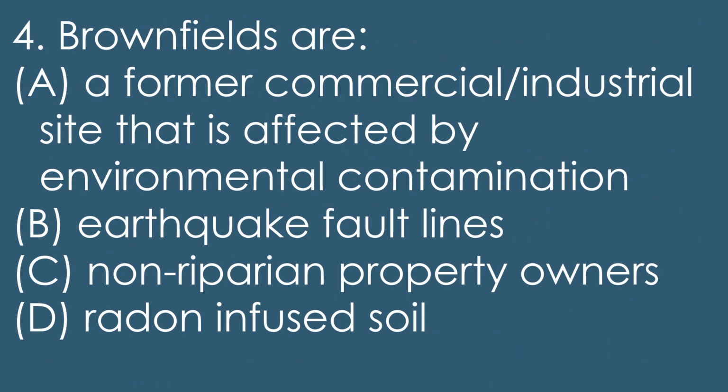4, brownfields are A, a formal commercial industrial site that is affected by environmental contamination, B, earthquake fault lines, C, non-riparian property owners, D, radon-infused soil. So, brownfields. You can kind of infer what it is just based off of the name. It's a field that is brown. Why is it brown? Well, it is a site that has been affected by environmental contamination. So a formal commercial or industrial site that has been contaminated. And that is the best answer for it.